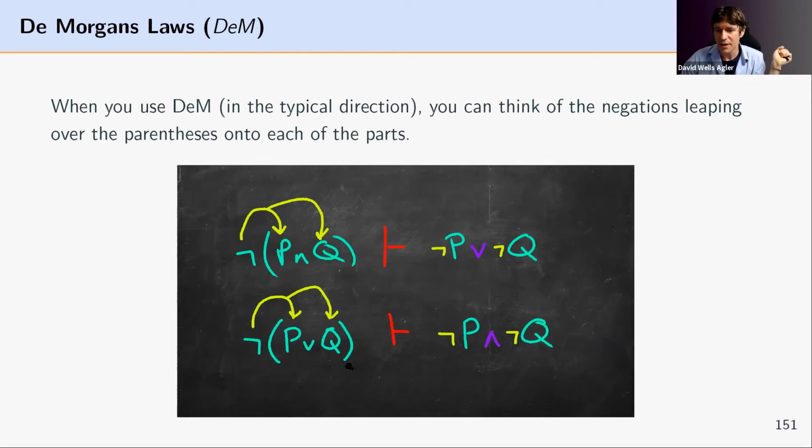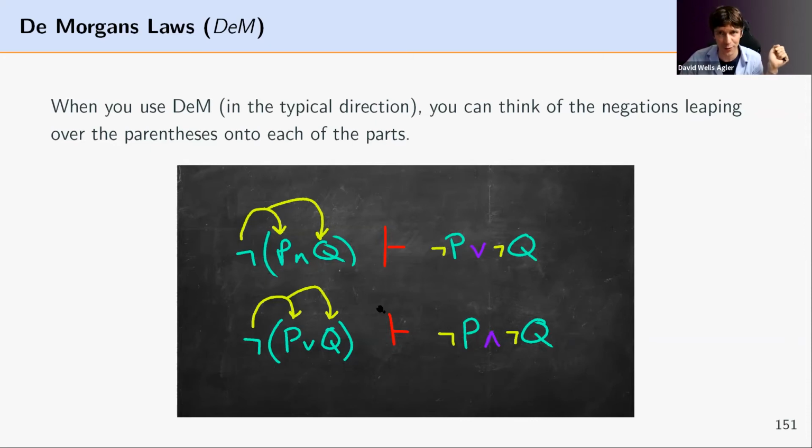Now, the same thing is true for the negated disjunction. We have a negation on the outside. It needs to leap over the parenthesis and apply to both the P and the Q. And in doing so, it is going to transform this disjunction into a conjunction.